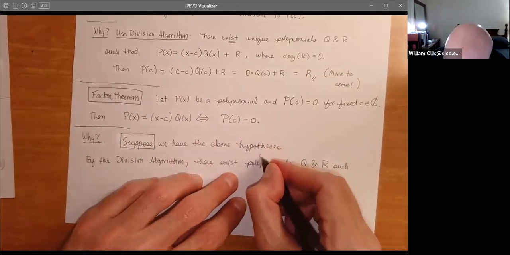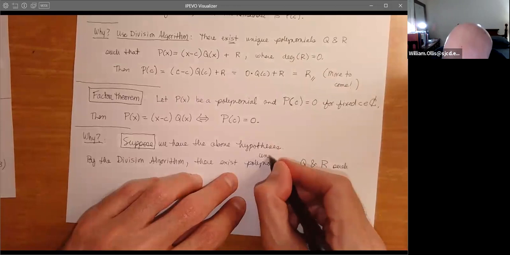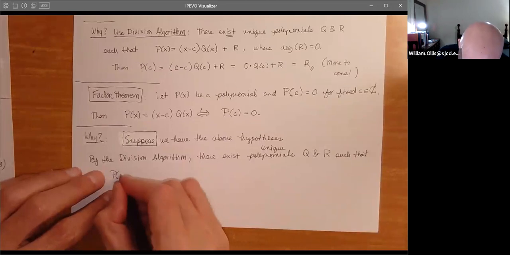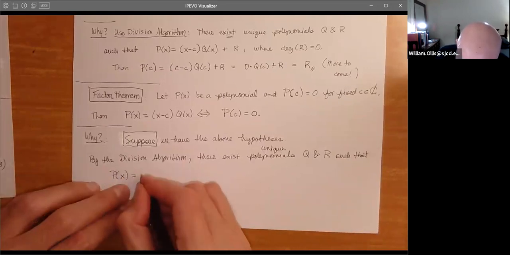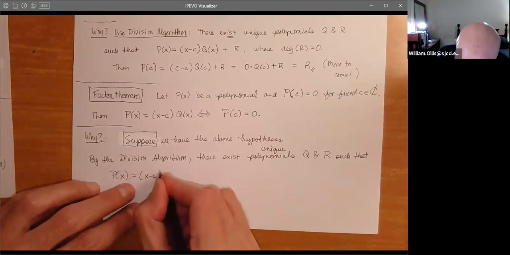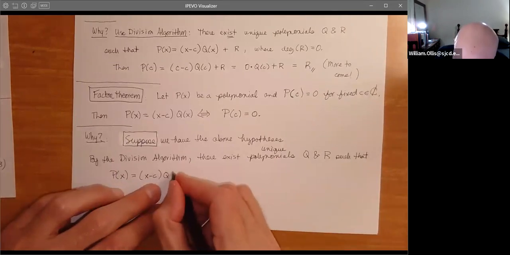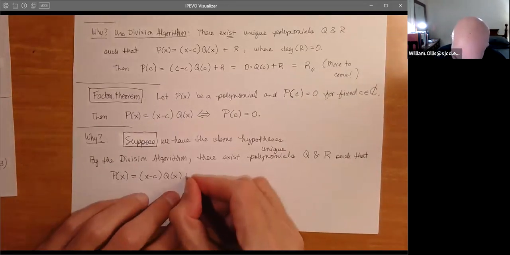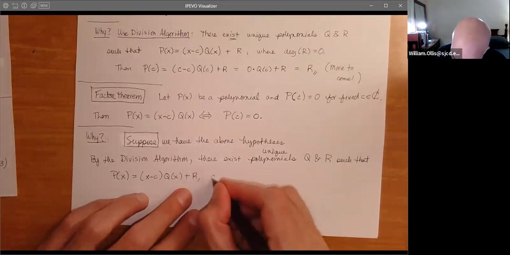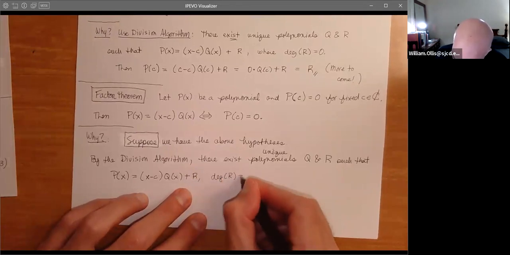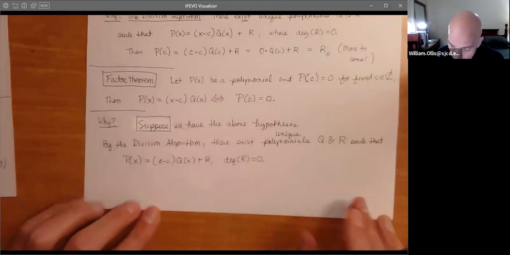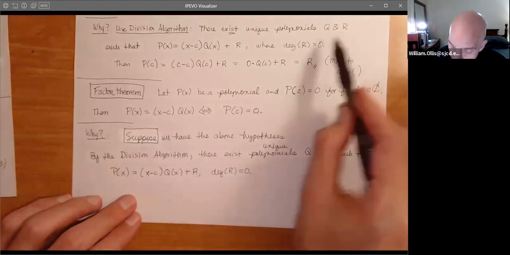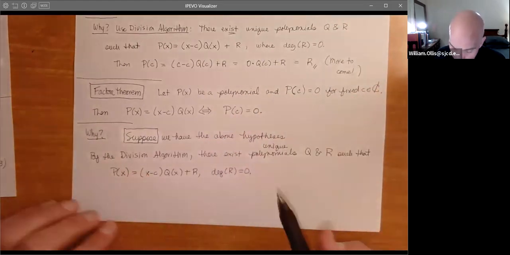And here, let me go ahead and say such that P of X equals X minus C times Q of X, now plus R, where the degree of R equals 0. Same thing we had up there. So we're assuming we've got this. So the division algorithm gives us this, which is the same thing I wrote up here, exactly the same.